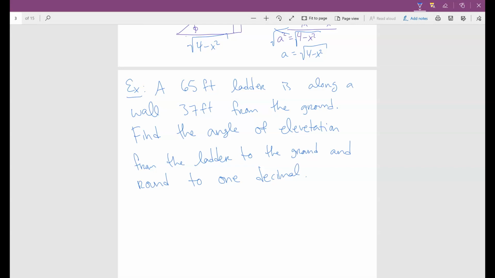Okay. We have a 65-foot ladder. It's along this wall, and so the ladder is 37 feet from the ground. So find the angle of elevation from the ladder to the ground and round to one decimal. I think I misspelled elevation. Yeah, I did. So elevation. Okay, so find the angle of elevation.